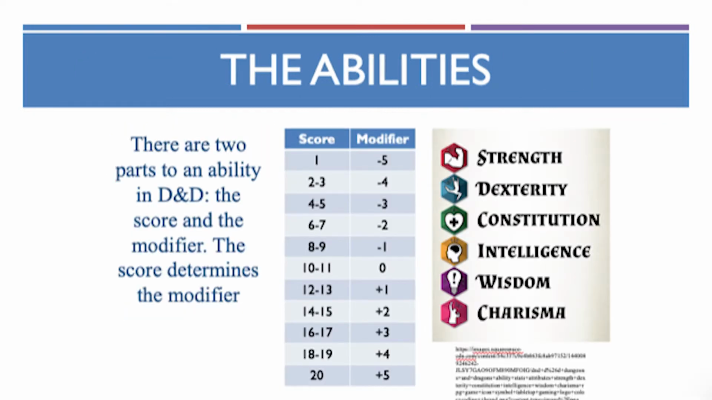The next thing you need to know about are the 6 ability scores: Strength, Dexterity, Constitution, Intelligence, Wisdom, and Charisma. The ability scores are the backbone of the character and are the biggest determining factor for everything about them. There are two parts of abilities in D&D, the score and the modifier. The score determines the modifier, and there's a specific equation to derive the modifier from the score. The on-screen table gives the basics of it.